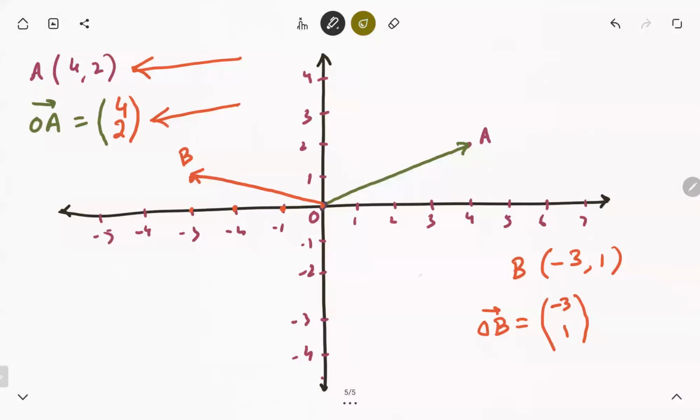See here, B, the coordinates of B are -3, 1. What's the position vector of B? It's also -3, 1, but you will write in the form of column vector. So इसका मतलब अगर हमें कोऑर्डिनेट्स पता हो तो हम पोजीशन वेक्टर लिख सकते हैं, और अगर पोजीशन वेक्टर पता हो तो हम कोऑर्डिनेट्स लिख सकते हैं. So that is our next point.